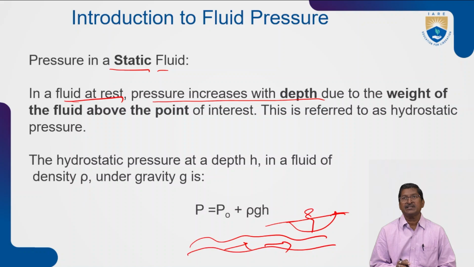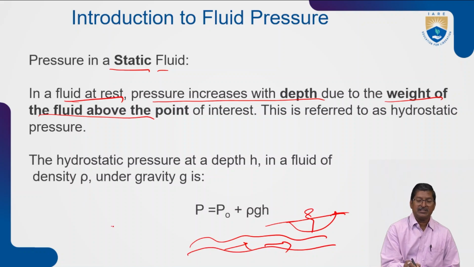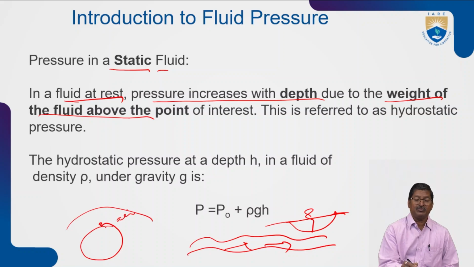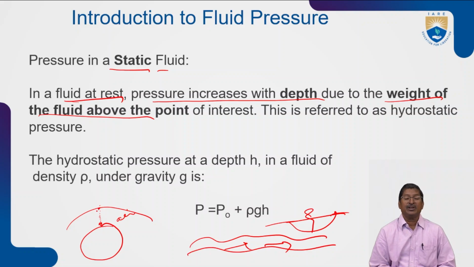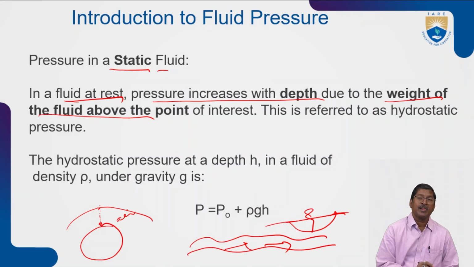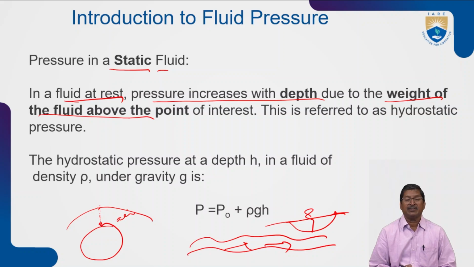So why is it increasing? Because of the weight of the fluid above that point. Not only water, even air. Earth has an atmosphere, which is called air. So if you are here, you will have some atmospheric pressure. If you go higher and higher, it is different. Lower pressure will be there at the highest points, like Mount Everest or the Himalayas, whatever it may be.